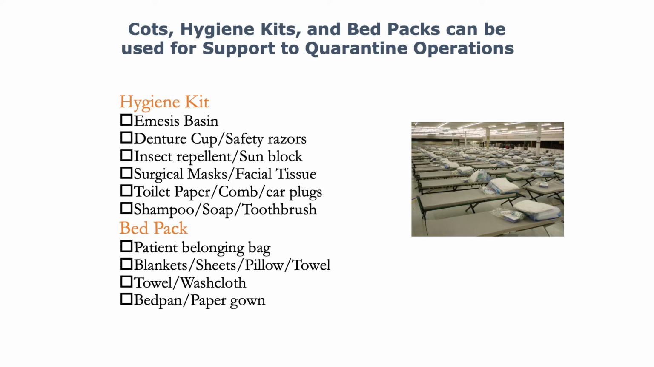The other thing you want to make sure you always have is plenty of things for hygiene and bedding. And hygiene kits need to include things like emesis basins, but also things for dentures and safety razors, insect repellents, sunblock, surgical mask and tissue, toilet paper, combs and earplugs, and shampoo and toothbrushes. And after the National Commission of Children in Disasters, we now include basins to bathe babies in so that people aren't having to bathe them in the sink. And then you always want to make sure there are bed packs that have plenty of blankets and sheets and pillows and washcloths and paper.